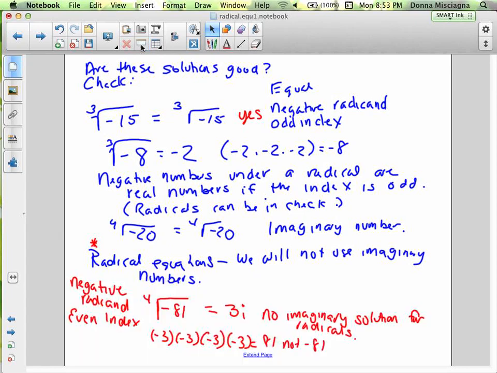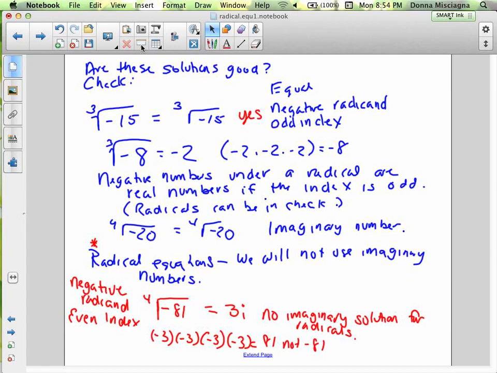So, all right, that's an imaginary number. Radical equations, we are not using imaginary numbers. So the domain and range are only going to be real numbers, right? It's okay to have imaginary numbers when we're solving quadratics. That's an important solution. They will not exist when we're solving a radical equation, ever. Right? So the negative radicand with an even index is going to give us a complex or imaginary solution. There are no imaginary solutions for radicals.